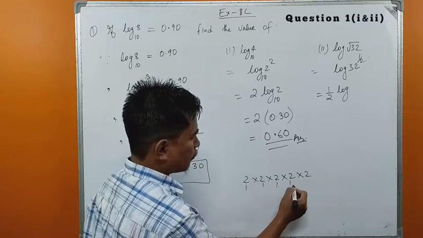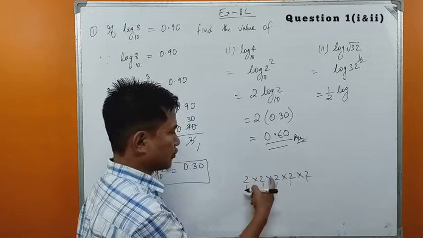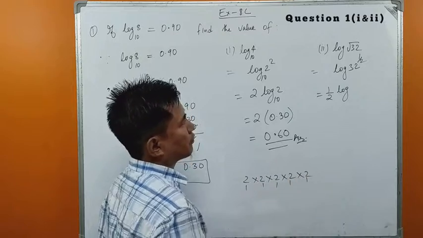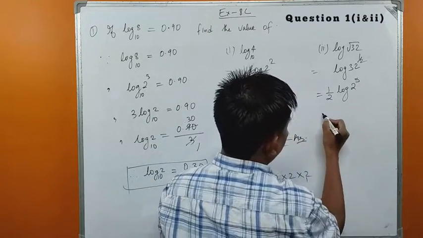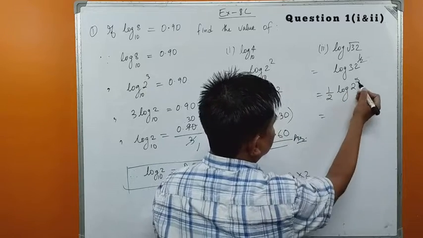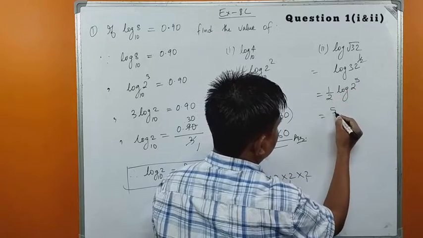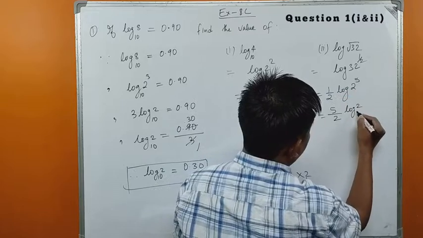1, 2, 3, 4, 5. 2 multiplied 5 times gives us 32. 2 to the 4, 4 to the 8, 8 to the 16, 16 to the 32. 32 means 2 to the power 5, okay? So this is 1 upon 2 log 2 to the power 5, so 5 comes in the front, so 5 1s are 5 upon 2 into log 2 to the base 10.